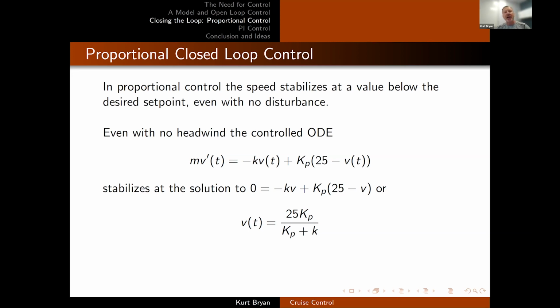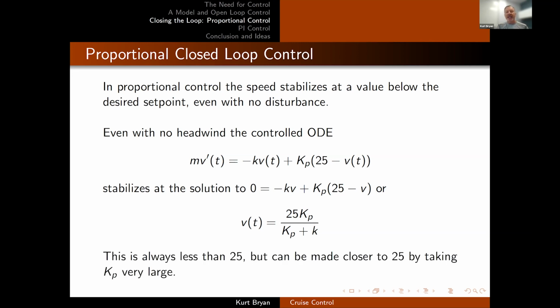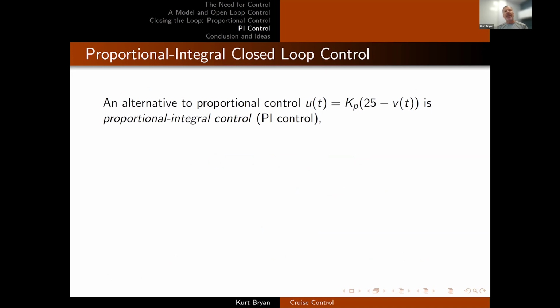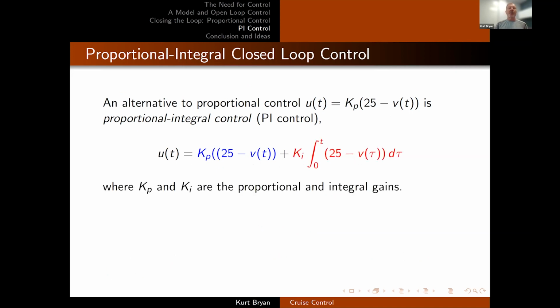So this leads into the question of how we are going to make proportional control better behaved and hit the target every time. What we do is throw in what's called an integral term into the control function. Previously, our control function was kp times (25 minus v of t). We're going to throw another term into u of t, an integral term. It's going to look like this. There's proportional control. Here is what's called proportional integral, or PI control.